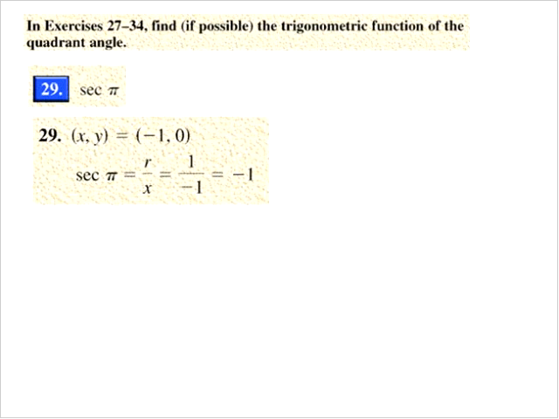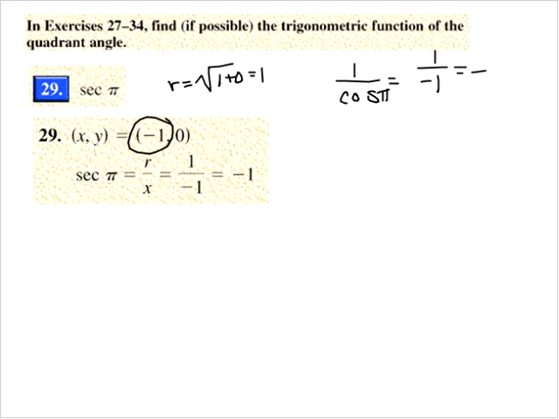All right, next, if possible, find the trig function of the quadrant angle, so secant of pi. So remember, pi refers to the point (negative 1, 0). And secant is 1 over cosine. This is how I like to think of it. You can use r over x if you want to by finding r. r is still going to be 1 plus 0, so that's 1. And so you can do it that way, or cosine is negative 1, so you have 1 over negative 1, and you can find it that way as well. So either way is acceptable.